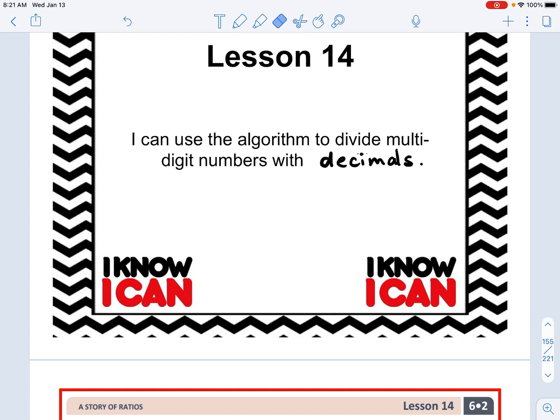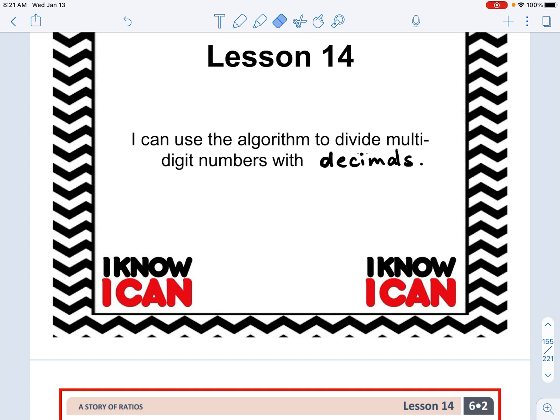All right, guys, we're going to go ahead and get started with lesson 14. Up to now, we've been working with dividing multi-digit numbers, and we've been working on that so we can get to where we are today. In this lesson, we're going to be dividing multi-digit numbers with decimals, okay? So today's objective is I can use the algorithm to divide multi-digit numbers with decimals. I can use my knowledge of dividing multi-digit numbers to solve for quotients of multi-digit decimals.